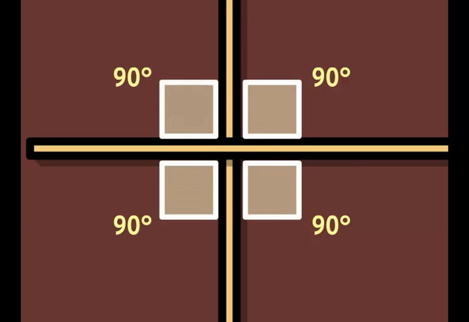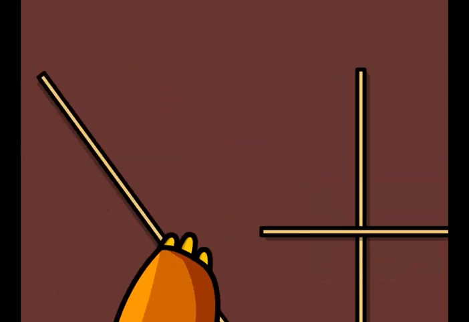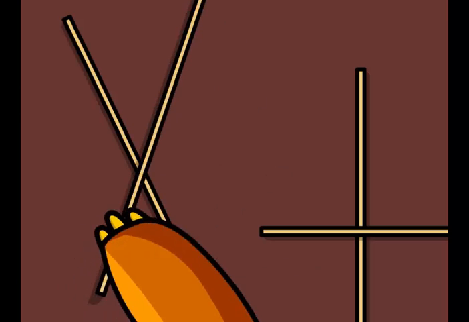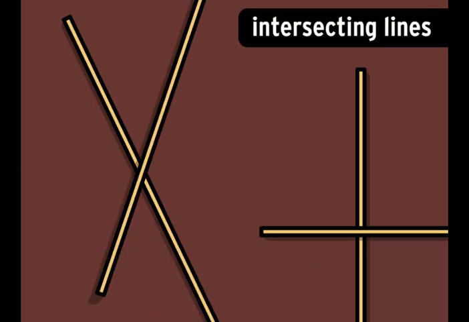Perpendicular lines intersect to form a 90-degree or right angle. Here, lines F and G are perpendicular. See how all the angles formed are 90 degrees? Well, if two lines intersect without forming a right angle, they're just called intersecting lines.